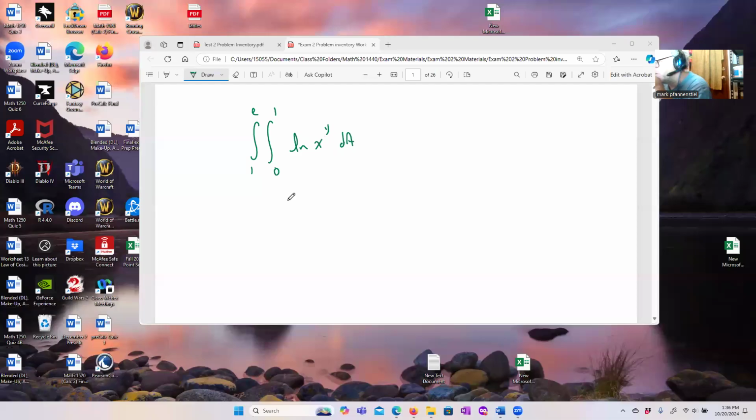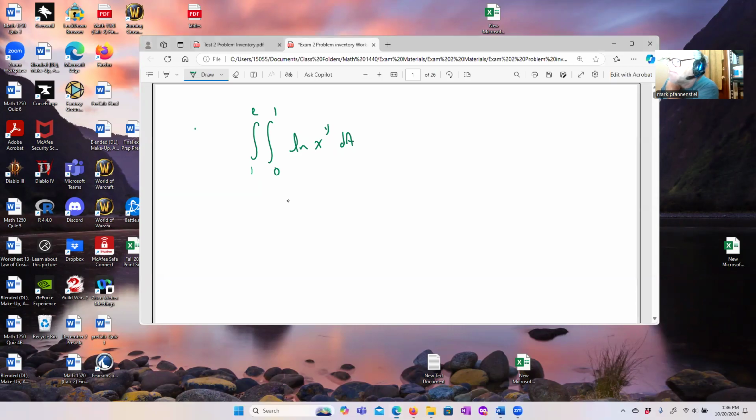All right, good morning, everybody, and Elementary Calculus 2. So this is problem number 1 for your problem inventory for test 2. This is a pretty good problem that I came up with. It makes you guys do logarithm stuff again.